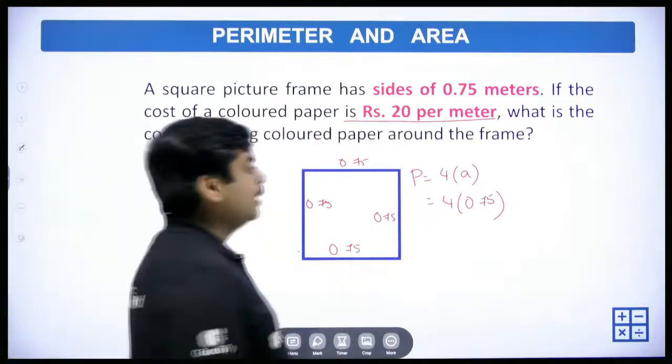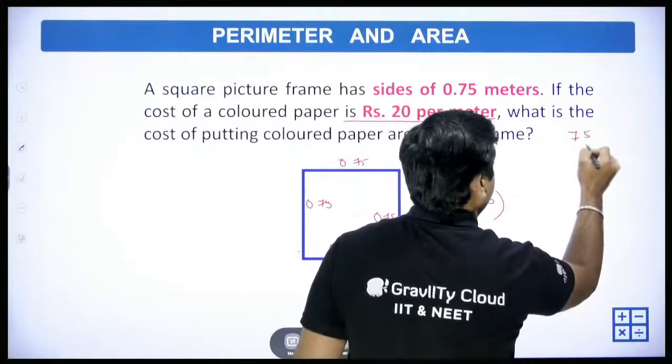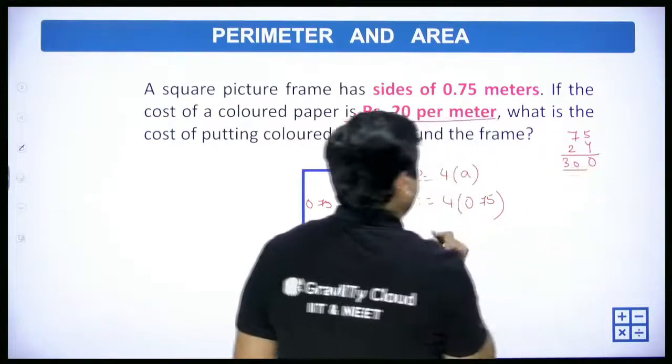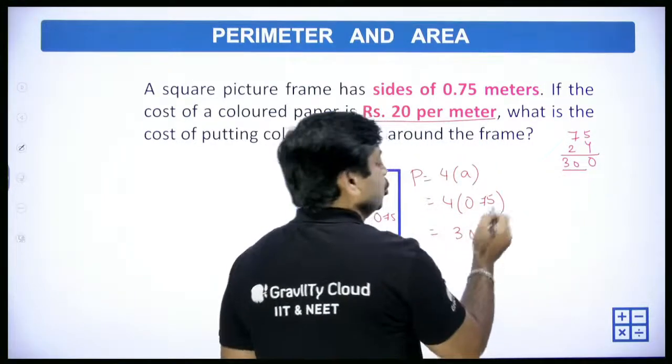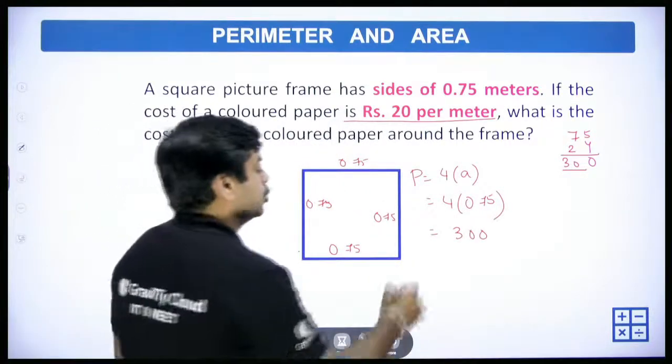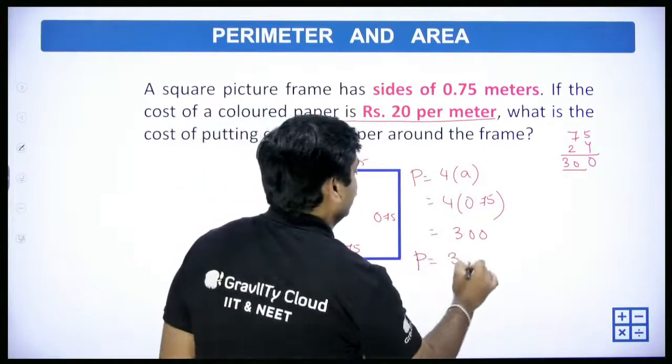Right, so let's multiply this. 75 into 4: 5 fours are 20, 7 fours are 28, plus 2 is 30. So it is 300, and there are 2 decimal places, so keep it back: 3.00. So the perimeter is 3 meters.